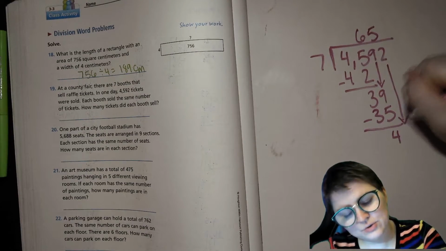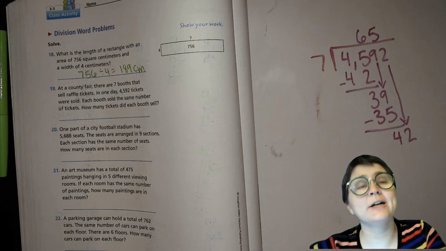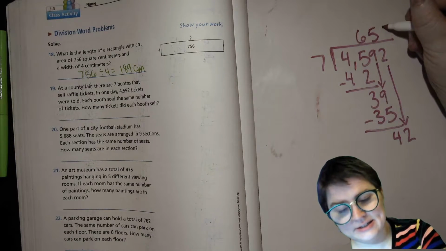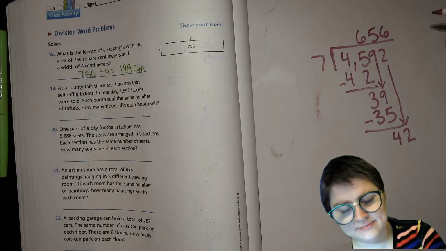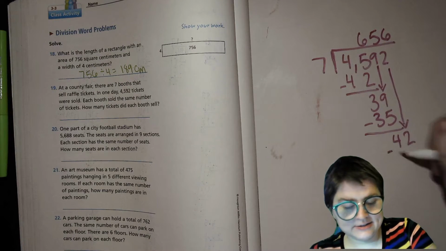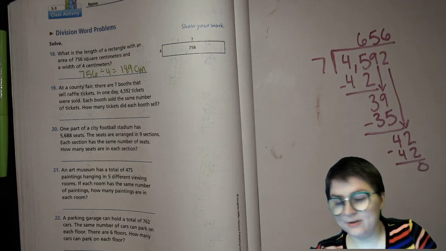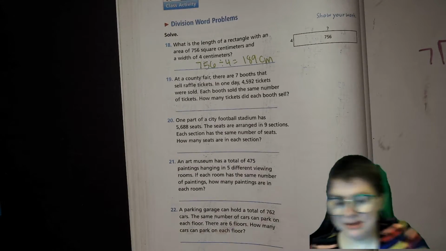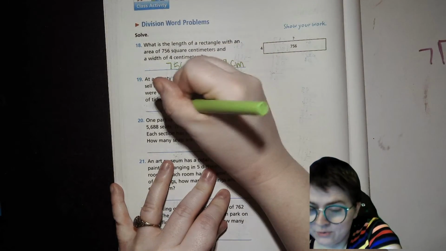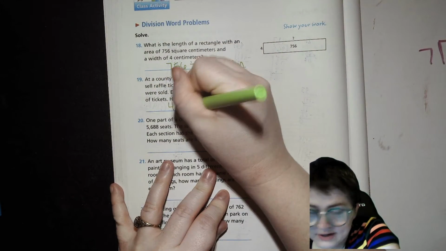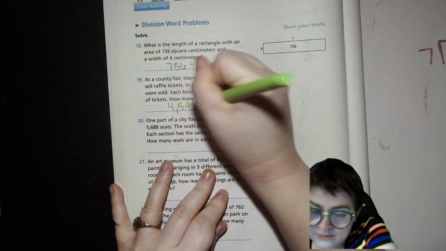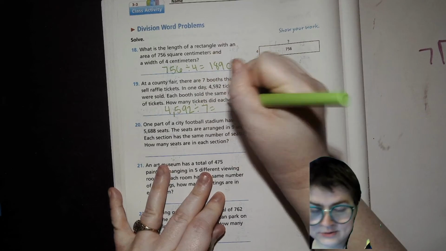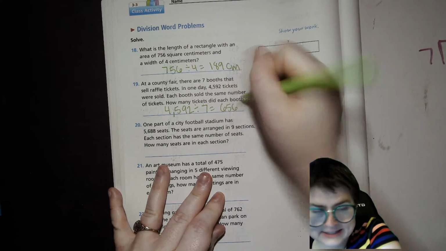Bring that 2 ones down. Now we have 42 ones. Well, you multiply by 7 to get 42 ones. 6, right? And that's exactly what you needed, so there's no remainder. So we'll write that on our line. Whoops, just dropped my pen. 4,592 divided by 7 equals 656 tickets.